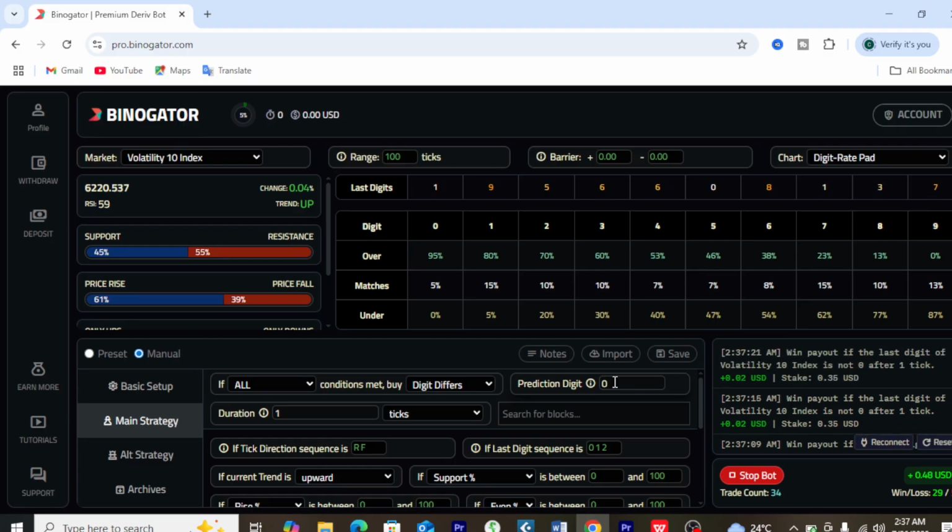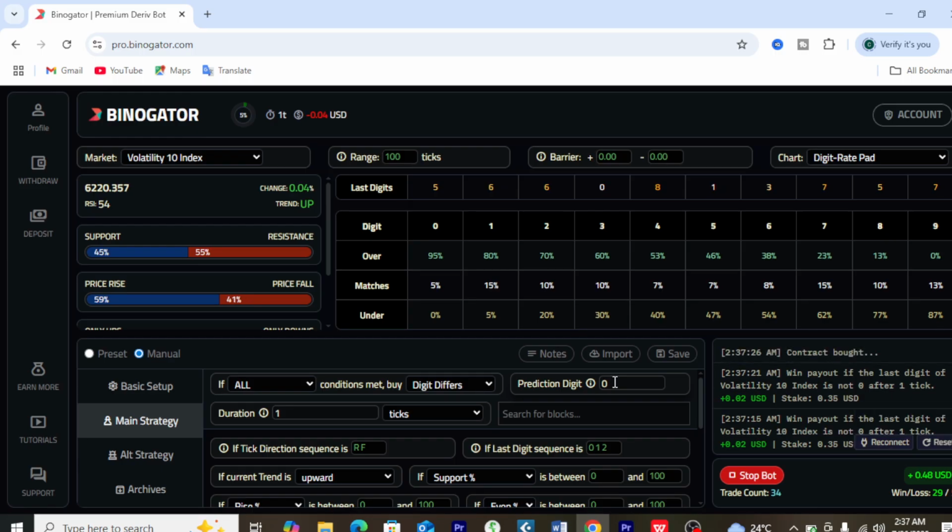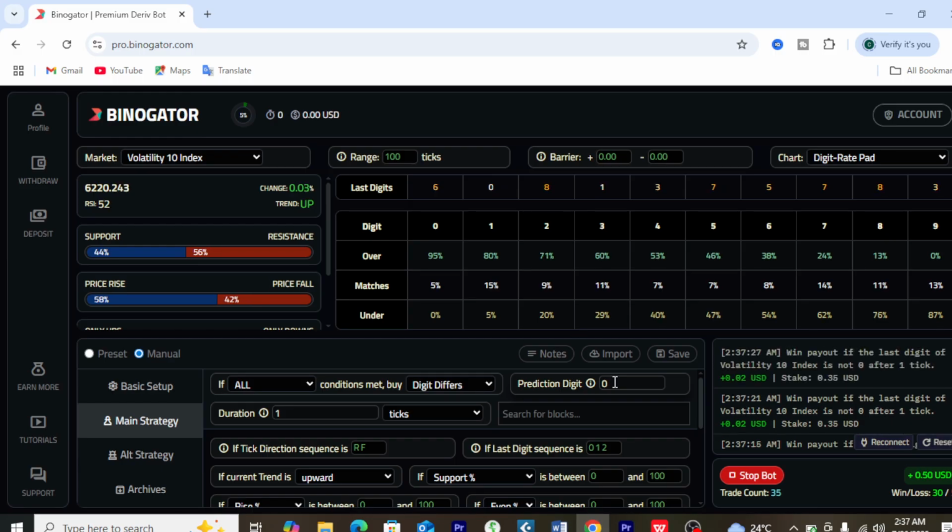So this is how you keep changing the numbers if the percentage becomes too high.